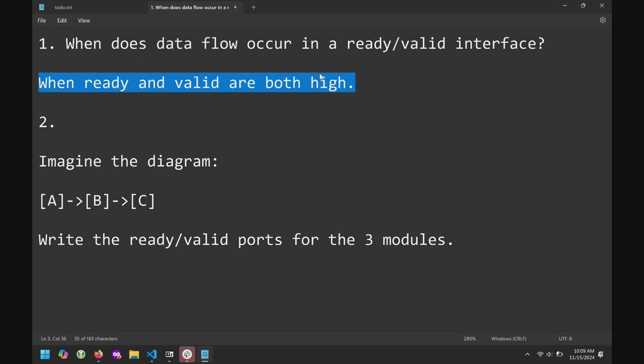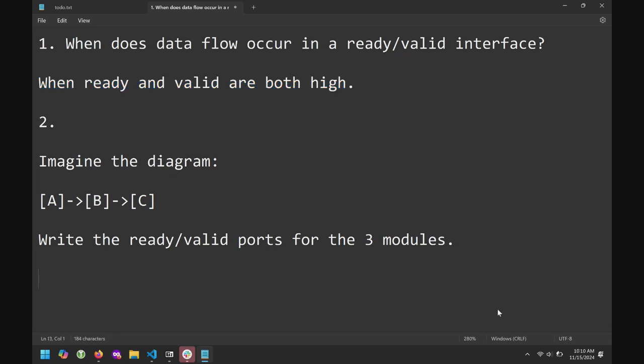And you say, when ready and valid are high. Yeah, cool, okay. Cement that into your brain. That's like basic question 1. Basic question 2 would be like, how do you create a flip-flop or something? And you would say, always_ff. Okay, cool. Okay, so now imagine this diagram.